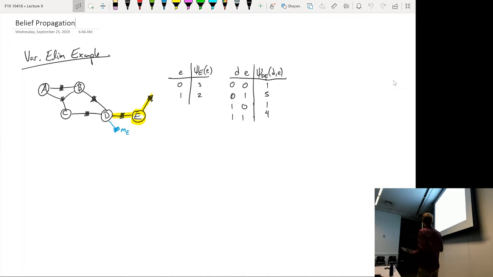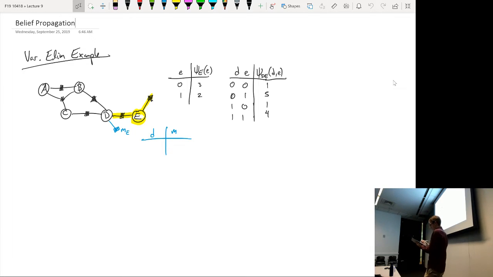This is going to be the result of eliminating variable E. So what is that new factor m_E? It's just the dimension of D, right? So in this case, we would have, say, 2 possible values for D, 0 and 1.